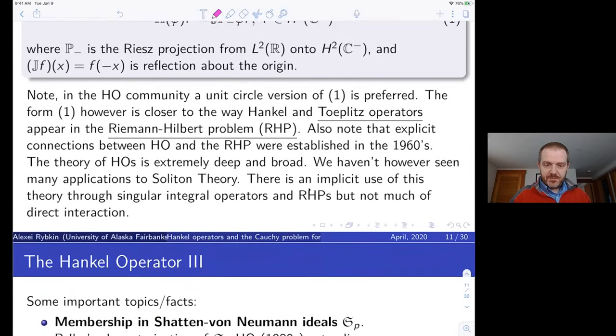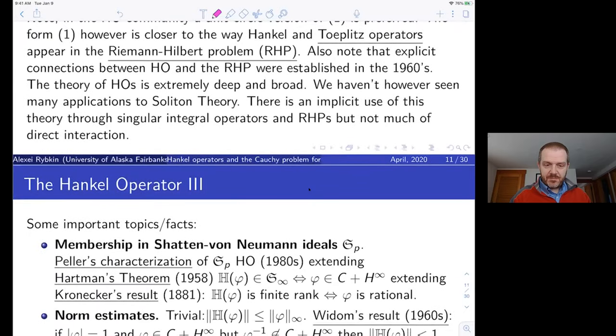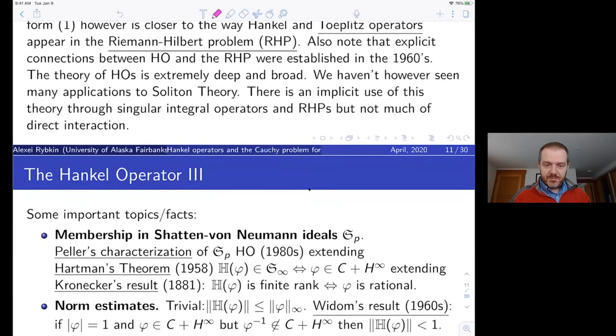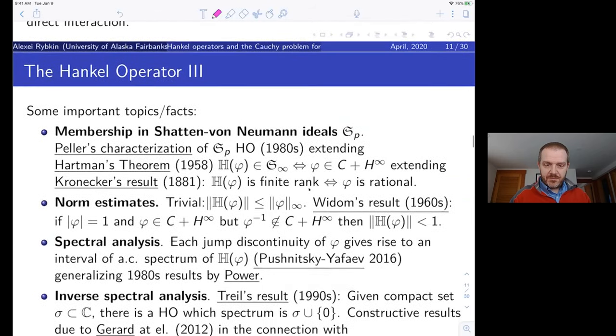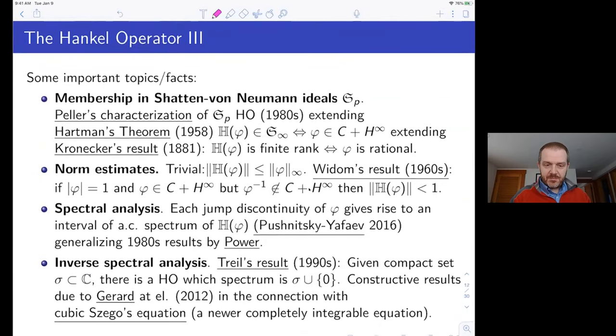Hankel and its sister operator, the Toeplitz operator, appear in the Riemann-Hilbert problem, the boundary value problem, which was introduced at the same time as Hankel and Toeplitz operators. The relation between the two was established long ago, but for some reason the language of Hankel operators is not the language they speak in the integrable systems community. For this reason, I'm going to introduce a few relevant properties and facts related to the Hankel operator to show how rich and interesting this object is.